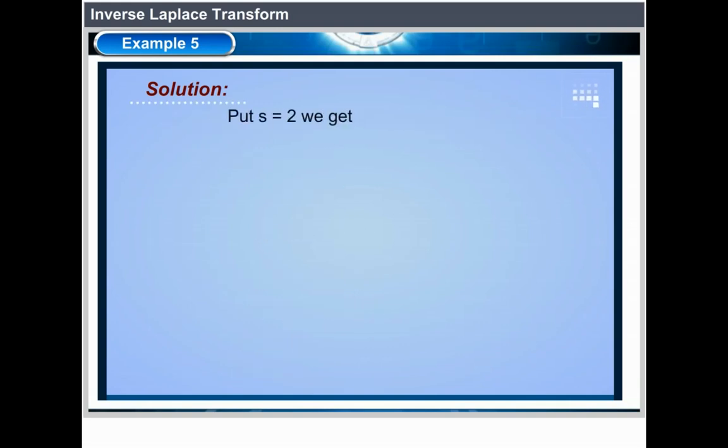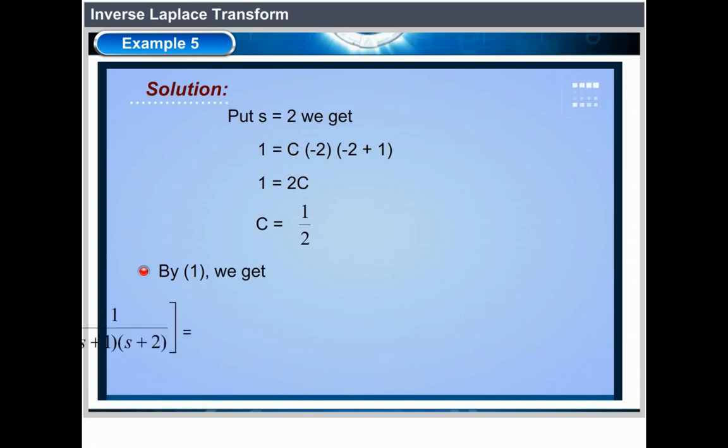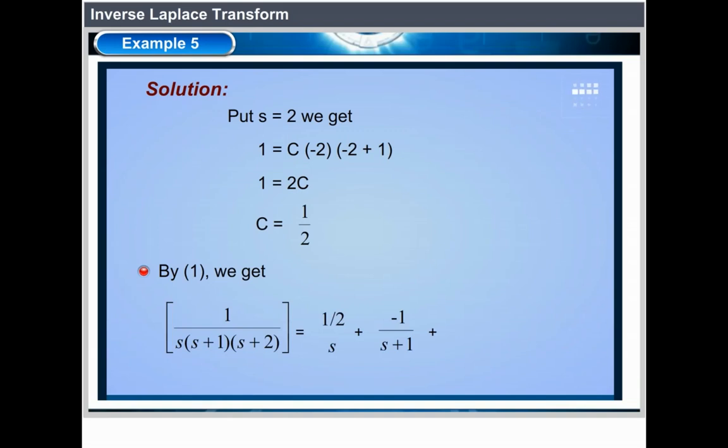Put s equal to -2 in equation number 1. We get 1 equal to C into -2 into (-2+1). Then 1 equal to 2C. Finally C equal to 1 by 2. By equation 1 we get 1 by s(s+1)(s+2) equal to 1 by 2 divided by s plus -1 divided by (s+1) plus 1 by 2 divided by (s+2). We just substituted all the values here.